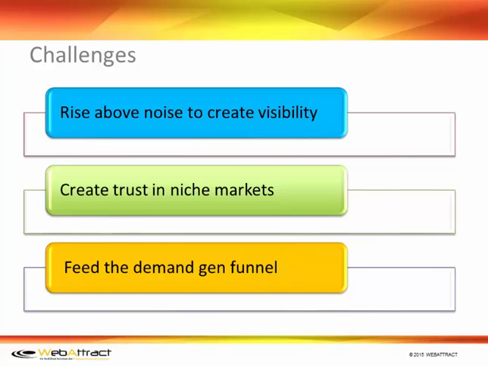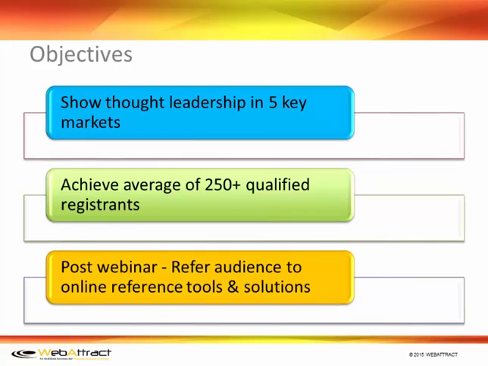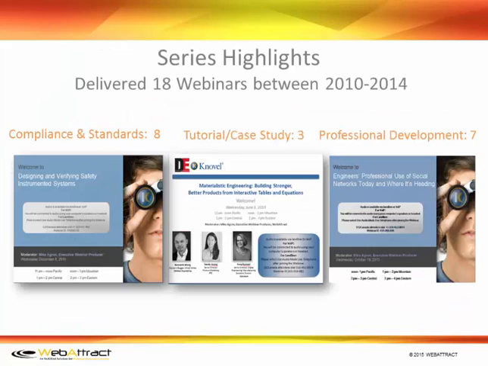Their objectives, they wanted to show thought leadership in the 5 key markets they serve. And they wanted to do that by educating. And they wanted to achieve an average of 250 qualified registrants per webinar. And the call to action post-webinar was to be able to refer audiences to online references, tools, and solutions to educate them and then have them want to learn more.